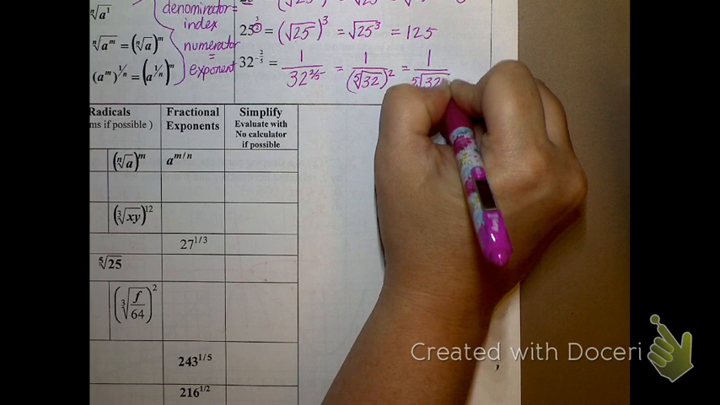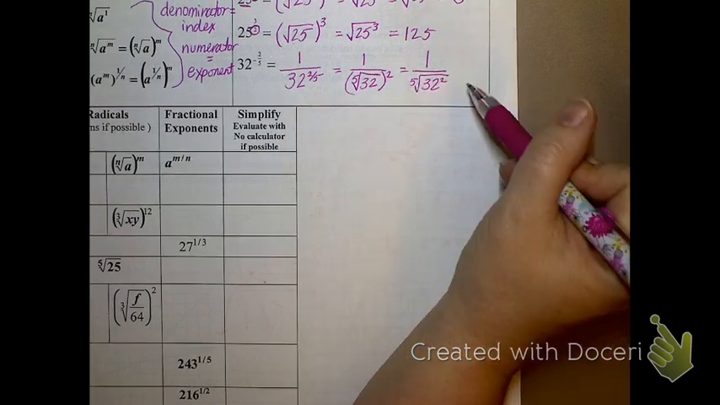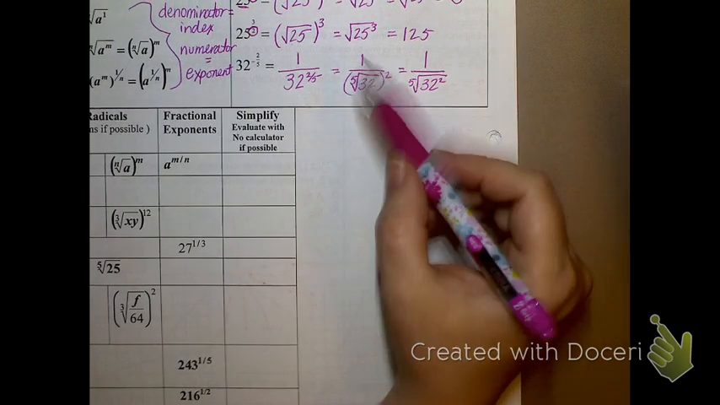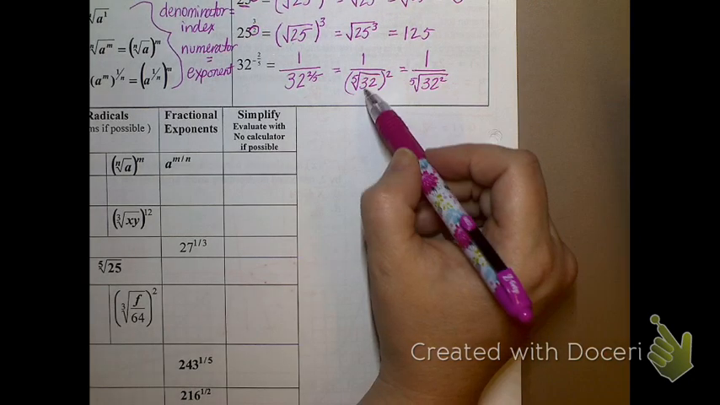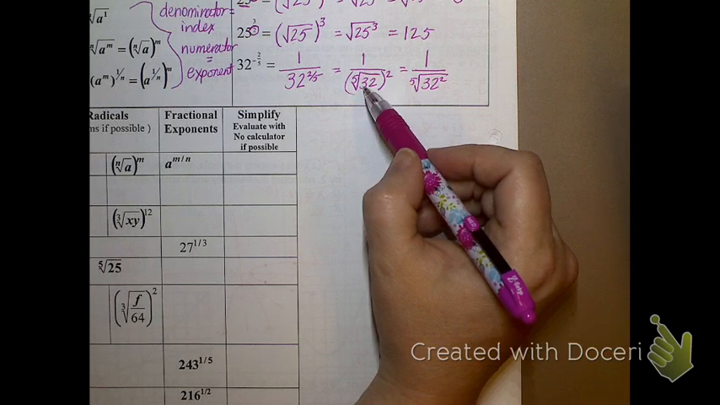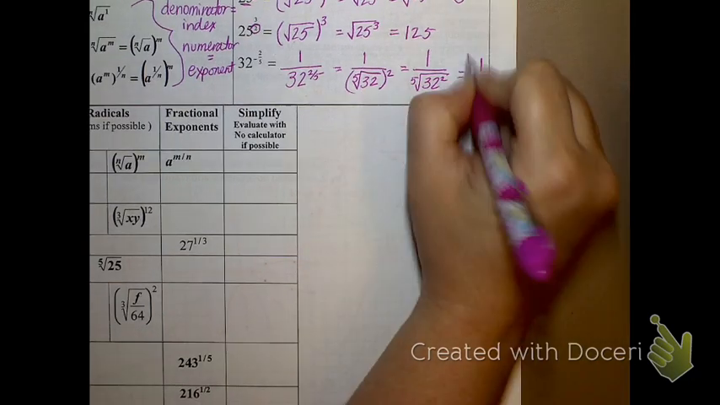I don't really want to do 32 squared because that's going to be a big number. But the 5th root of 32 I could guess. 2. Because 2 times 2 is 4, times 2 is 8, times 2 is 16, times 2 is 32. That's 5 times. So the 5th root of 32 is 2. And 2 squared is 4. So this ends up being 1/4.